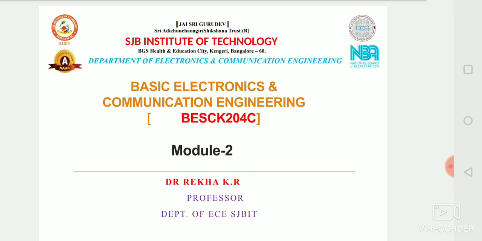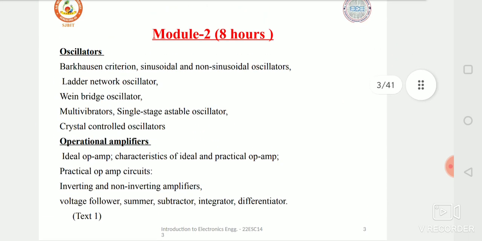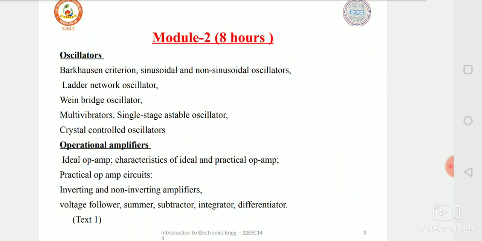Today we will study Introduction to Basic Electronics, Module 2. In this Module 2 we are going to cover oscillators, different types of oscillators: sustained oscillation, the condition for that, and also the ladder network oscillator, Wien bridge oscillator, multivibrator, single phase astable oscillator, crystal oscillator.